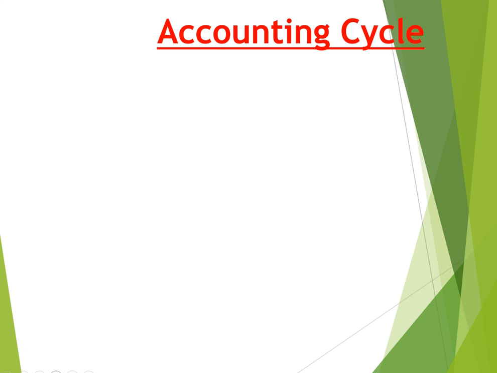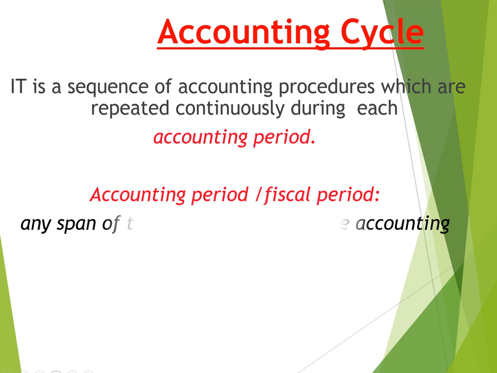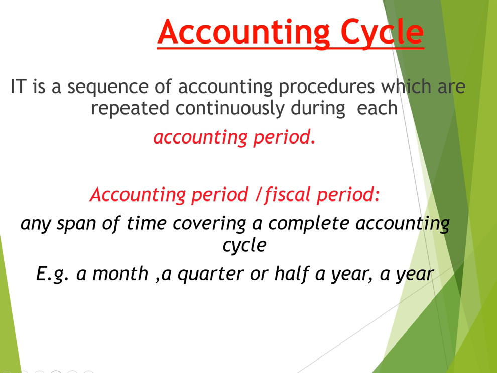So next we move on to our accounting cycle. What is the accounting cycle? It is basically a sequence of accounting procedures or accounting steps which are carried out, and it is generally considered to be a year. The accounting period is also known as the fiscal period, and any time span within which an accounting cycle is completed is called the accounting period.